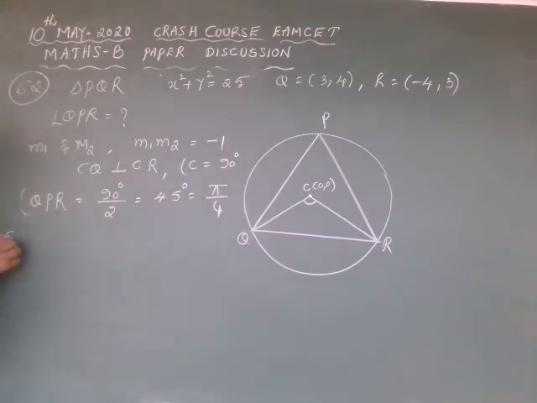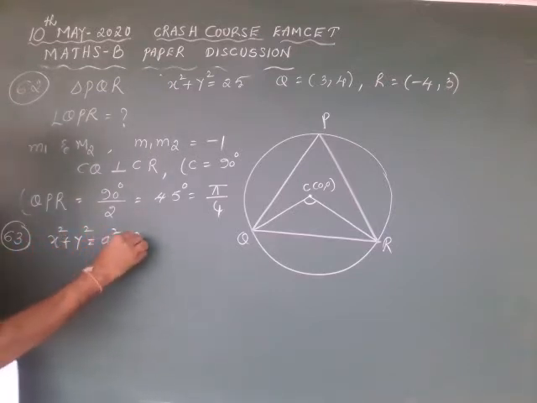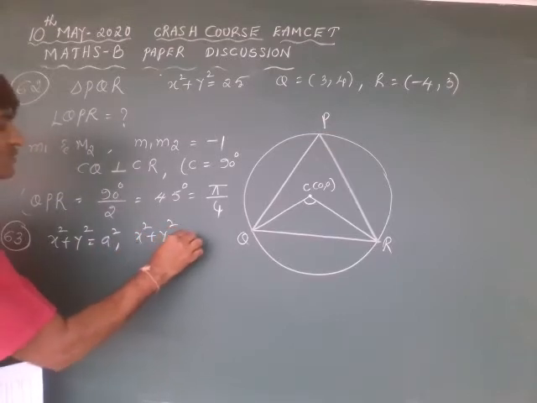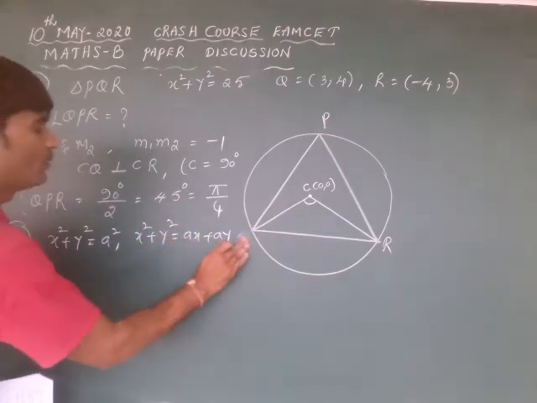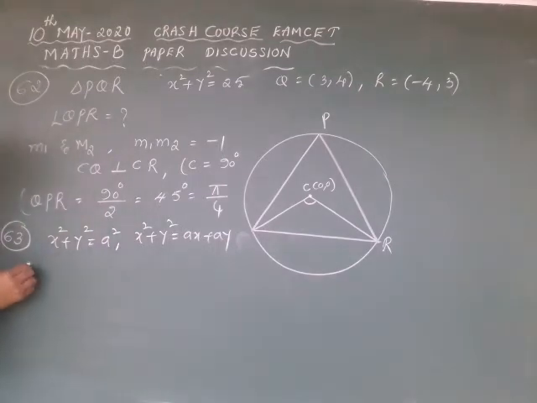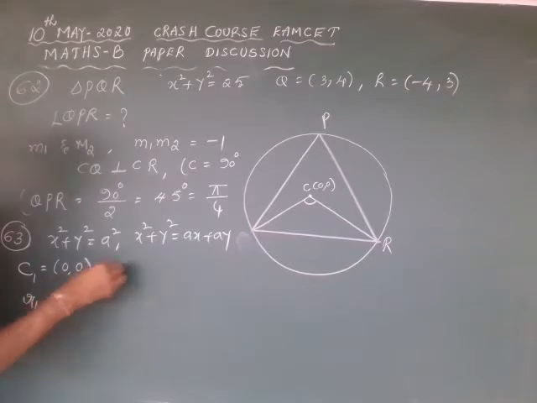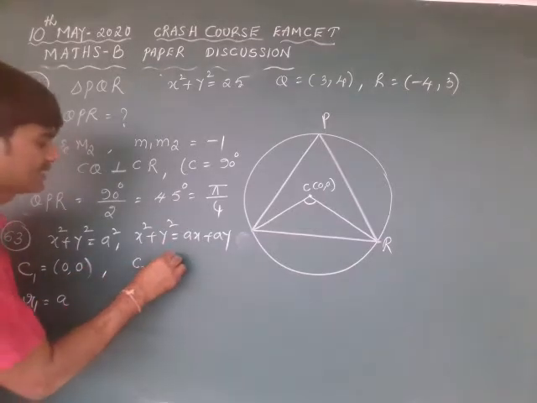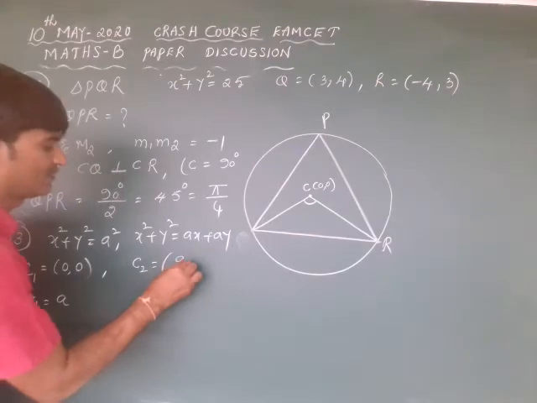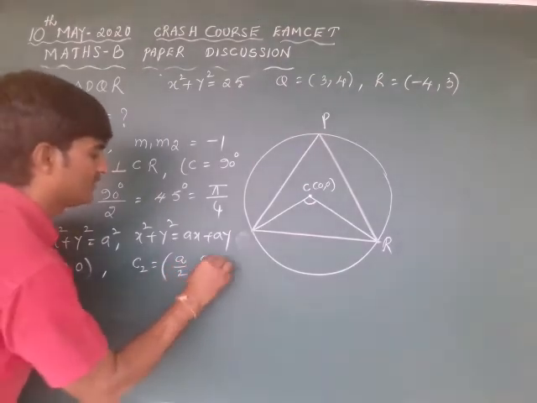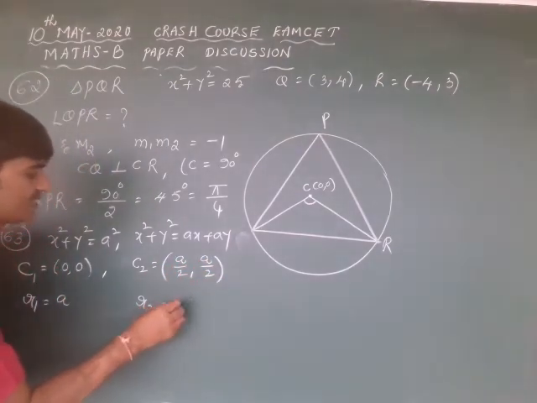Next, 63. The angle between the circles x square plus y square is equal to a square and x square plus y square is equal to ax plus ay. Let us consider C1 be the center of the first circle, which is (0, 0). R1 is the radius of the first circle, a. C2 is the center of the second circle (-g, -f), which comes to (a by 2, a by 2), and R2 is the radius of the second circle.